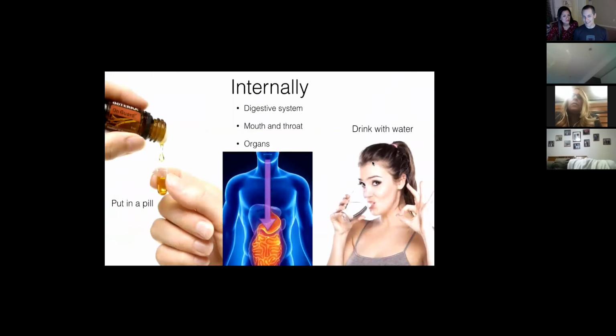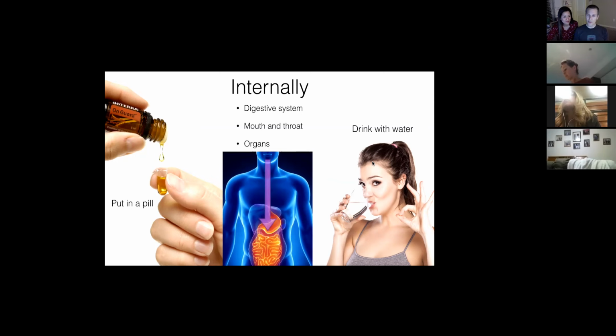The second way is internally. So internally just means you're eating it, you're drinking it. So you're putting it in your water, or you're putting it in a pill and swallowing it, or hiding it in your lasagna. So the benefits of taking essential oils internally are they're going to produce a therapeutic benefit in your digestive system. Maybe if you have something in your mouth or throat or your organs, that will get the essential oil closer to where you need that therapeutic benefit.